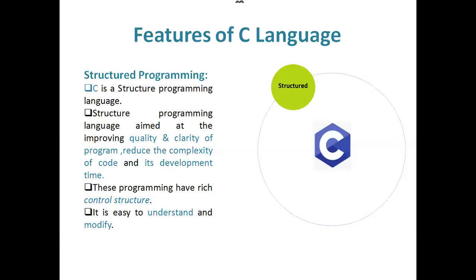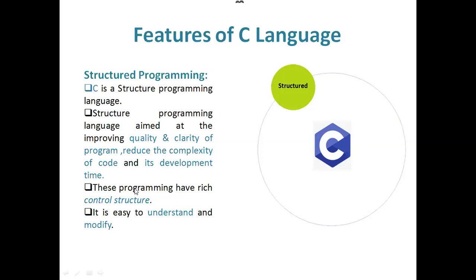Now the first feature is that C is a structured programming language. What do we mean by a structured programming language? Structured programming languages aim to improve the quality and the clarity of programs. They also reduce the complexity of the code, meaning complex code can be divided into structures and routines. And it also reduces the development time of the program.